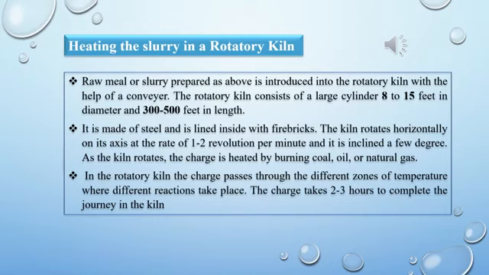And in the second point, he explained that the kiln is formed of steel which is lined with fire bricks. Then he explained that the kiln rotates horizontally at 1 to 2 revolutions per minute, and it is inclined at a few degrees. He explained that we use coal, oil and natural gas as a fuel for the heating of raw meal. And at the end, he explained that in the rotary kiln, the charge passes through different zones of temperature where different reactions take place. The charge takes 2 to 3 hours to complete the journey in the kiln.